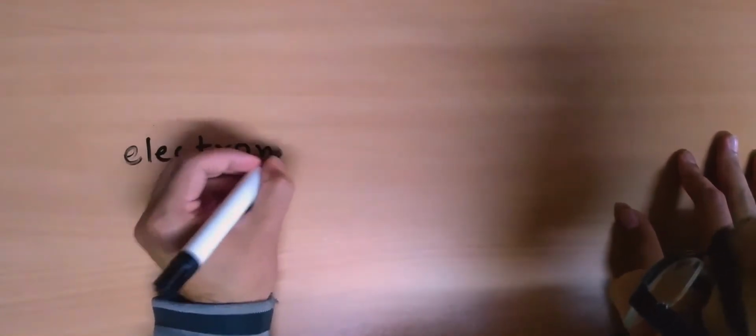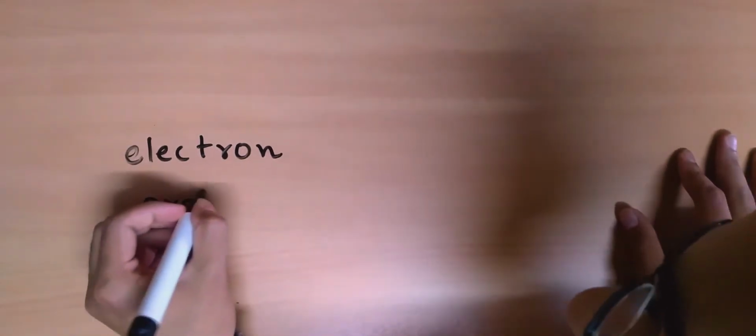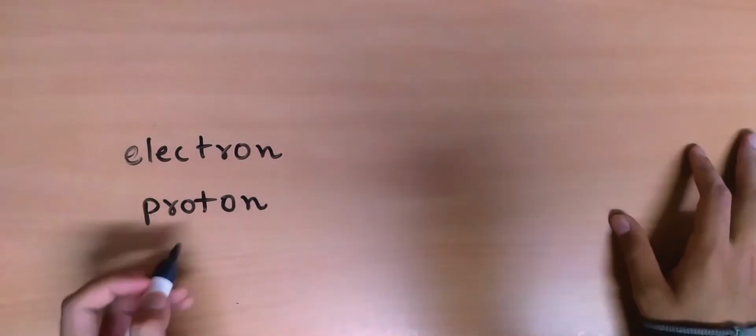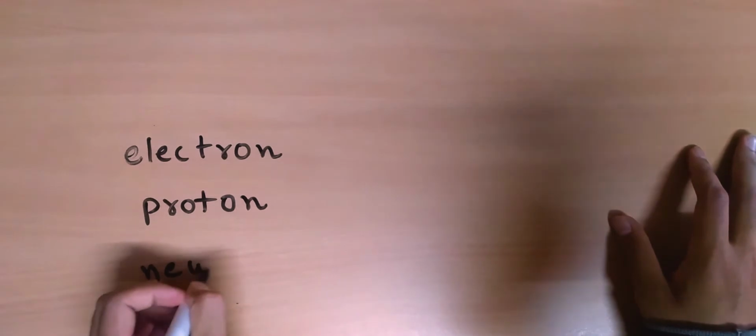So now let me just quickly summarize. I don't want the video to get too long and complicated, but yeah, let me just summarize everything here. So we have essentially 3 particles here. We have the electron, we have the proton, and these are the 3 basic particles by which every atom is made up of: electron, proton, and we have the third particle, neutron.